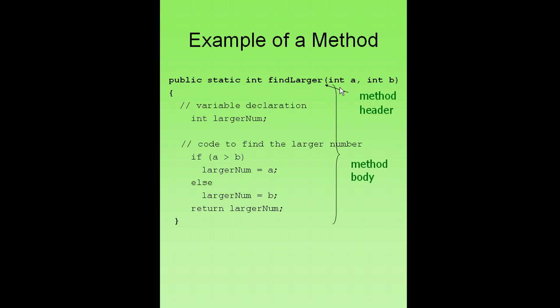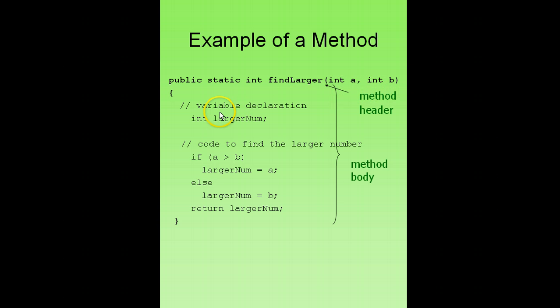Arguments are simply values which the method takes in, and then you process them. The first argument is an integer called a, the second argument is an integer called b. The method name is findLarger. A method name should typically describe what the method does. Over here it's quite intuitive: it says find the larger number given a and b.